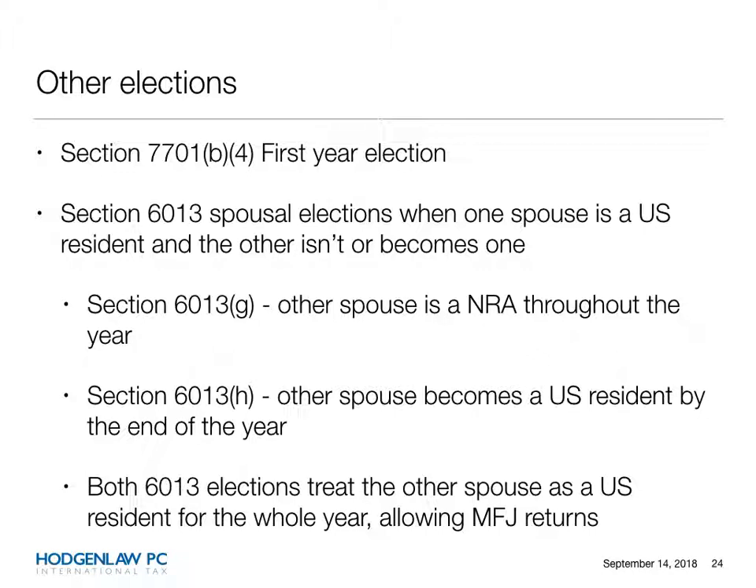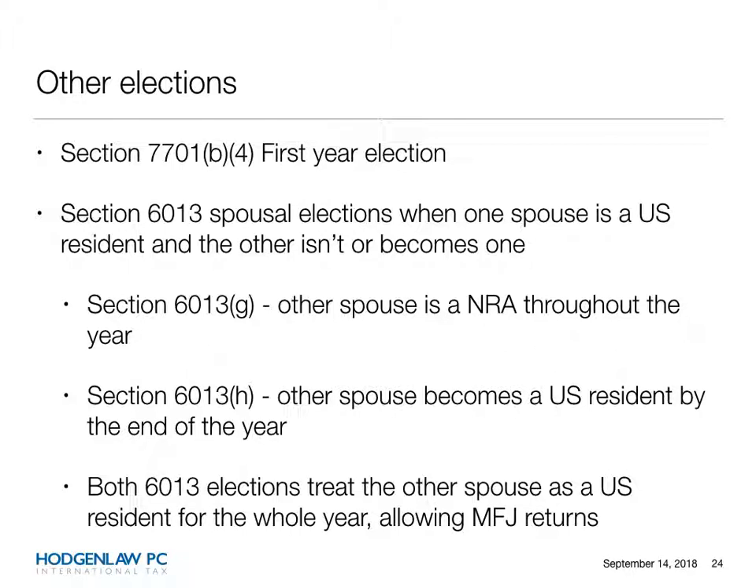And then there are the Section 6013 spousal elections to treat both spouses as US residents for the year, which allows for married filing jointly returns, assuming one spouse is already a US resident. The Section 6013(g) election is used when the other spouse is a non-resident alien throughout the year. When this election is made, it will apply to the first year when it's made and to all subsequent years until it's terminated or suspended.